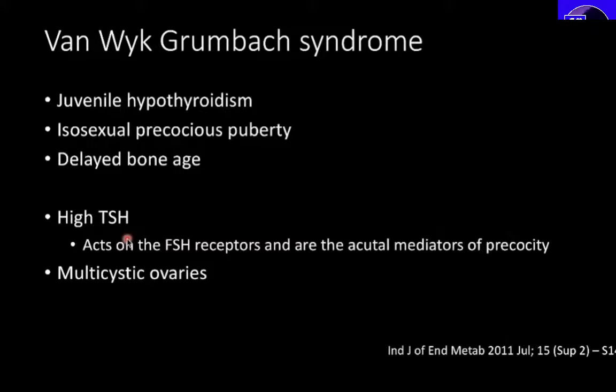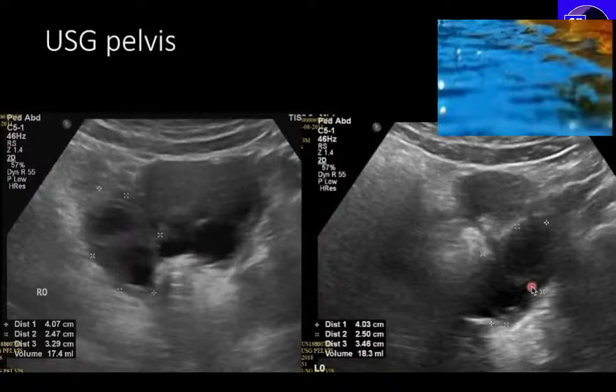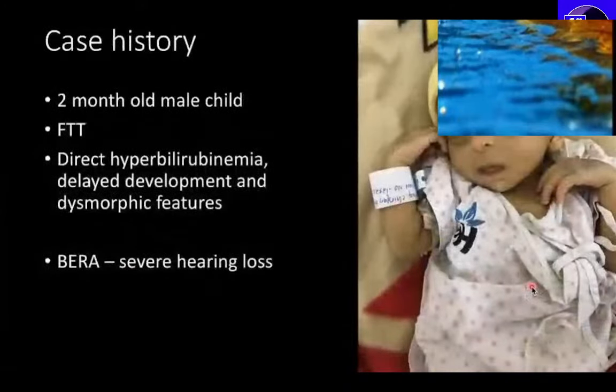This is Van Wyk-Grumbach syndrome. This patient also had multicystic ovaries. We can see the multiple cysts in the ovaries and bulky ovaries. Here we have another pediatric case, a 2-month-old child with failure to thrive and hyperbilirubinemia. We can see how yellow the kid is. Images are used with permission of the patient.